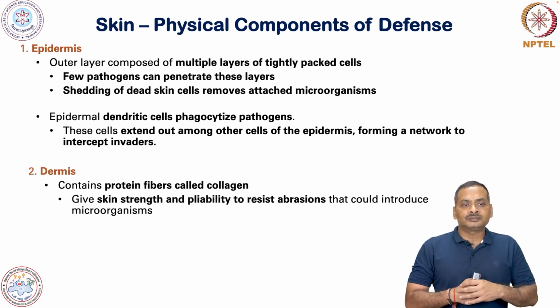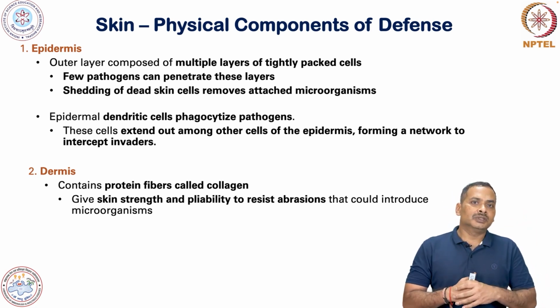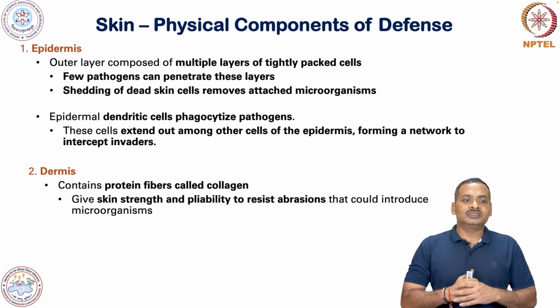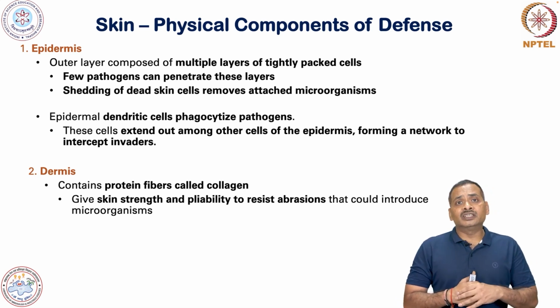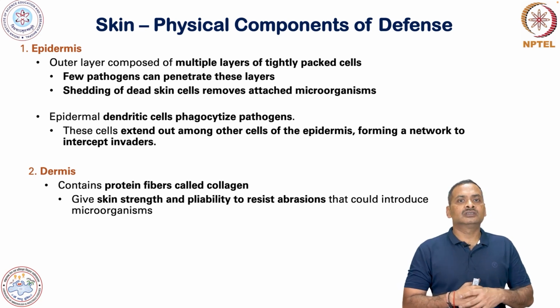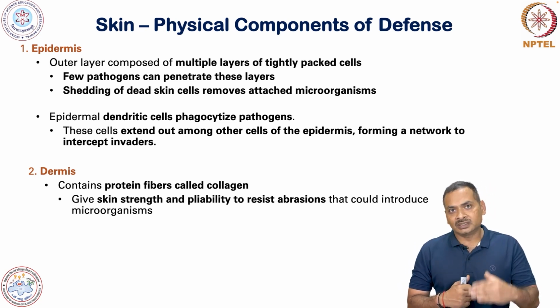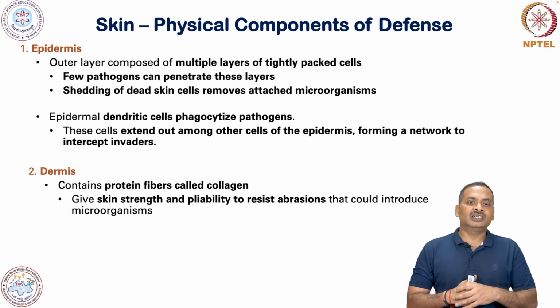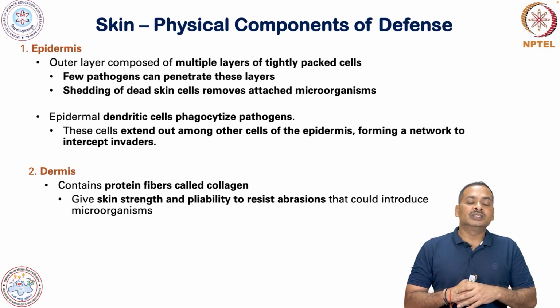There is a dermis layer. You know the structure of skin, probably you may remember, if not please take a look. It's a simple structure. There is a dermis layer which contains a protein fiber called collagen. And this dermis is giving the skin strength and permeability to resist the abrasion that could be introduced by the microbial pathogen.